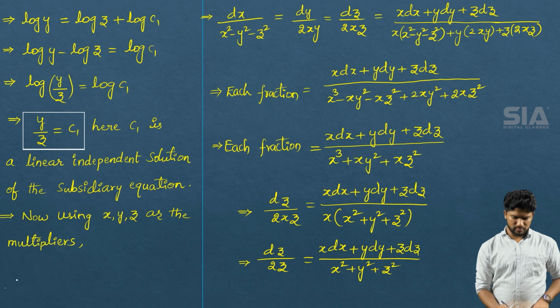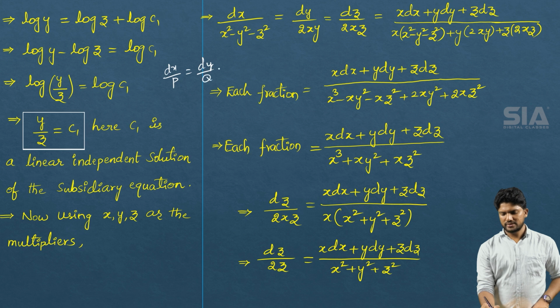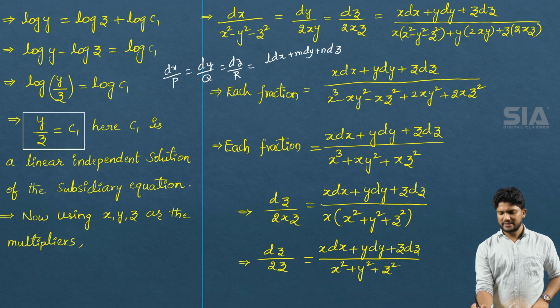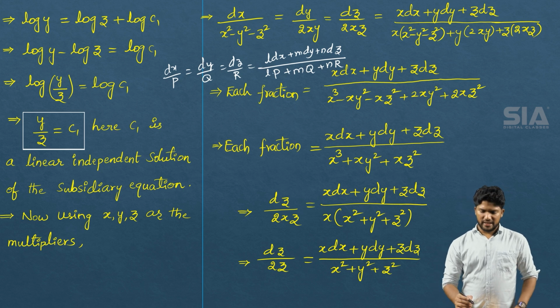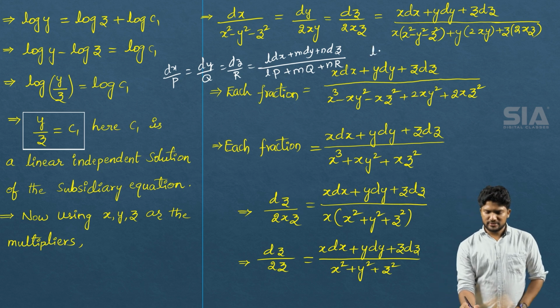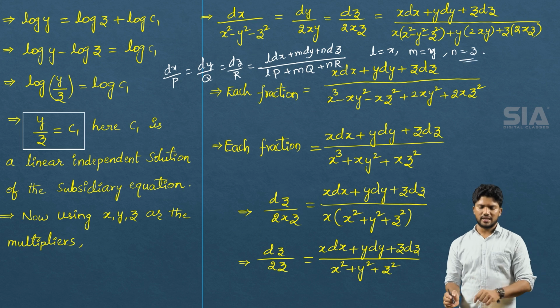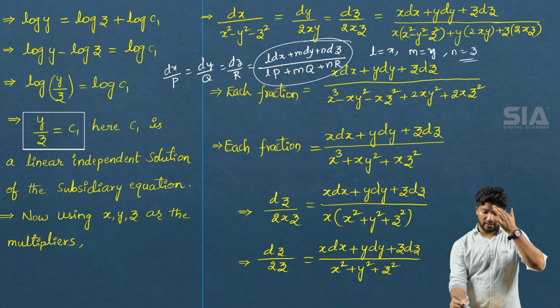The actual equation of this problem is dx by capital P is equal to dy by capital Q is equal to dz by capital R is equal to L dx plus M dy plus N dz by L into capital P plus M into capital Q plus N into capital R. This is the original equation. In that equation, here we are considering small l is equal to x, small m is equal to y, and small n is equal to z. Substitute these values in this equation, then you will get this value.